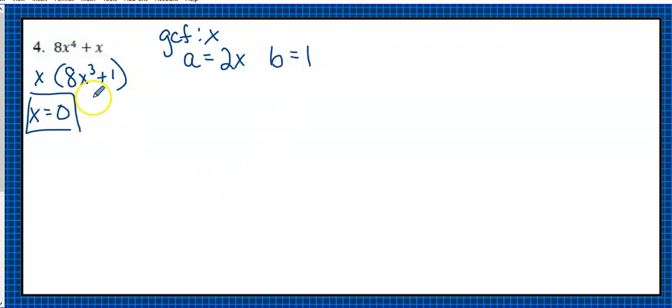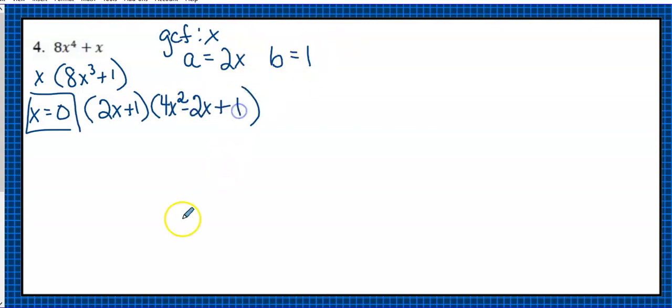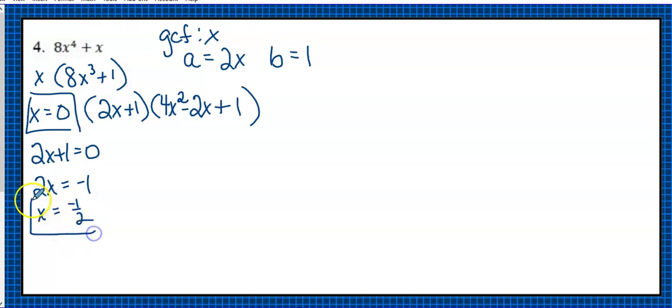So then when I do the binomial, I have 2x plus 1. And then the trinomial is going to be 2x, the whole thing squared. So that's 4x squared. This will be minus 2x times 1, which is 2x. And then plus 1 squared, which is 1. Okay, so then I have another factor that I can set up equal to 0. 2x plus 1 equals 0. Okay, so there's my second factor.